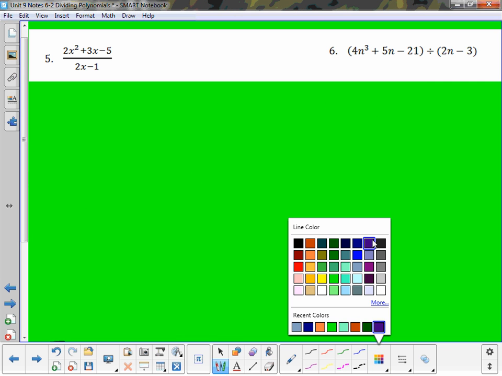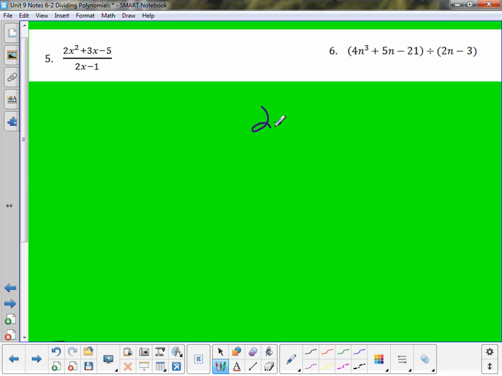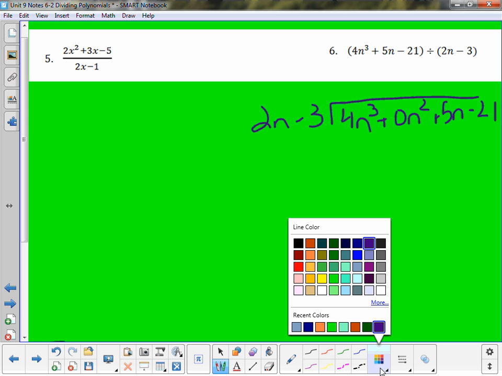Okay, so what I want you to do right now is I want you to take 2n minus 3. Now we're going to be dividing 4n cubed. So now we have 3. And what I'm going to do is I'm going to leave space for my 0n squared. So even though I don't have an n squared term, I'm going to leave a place for it by putting 0n squared. Plus 5n minus 21. So now I'm going to go through and calculate this out.